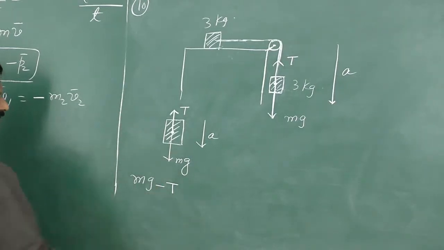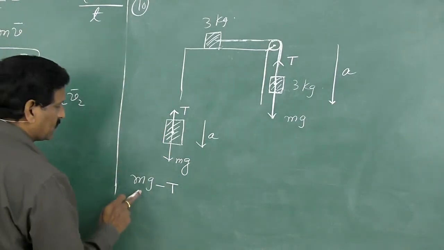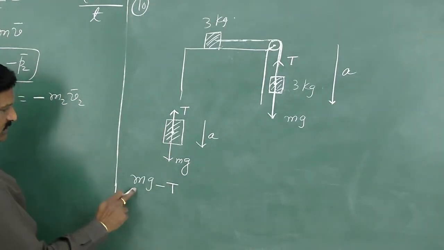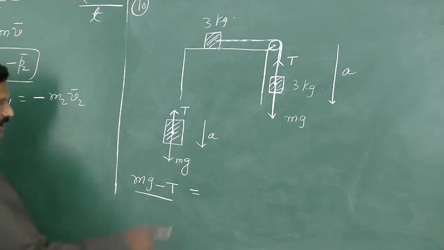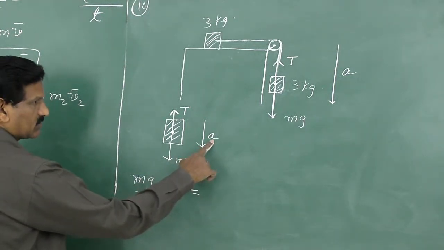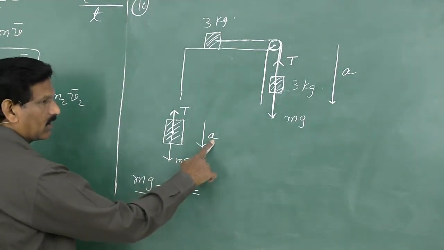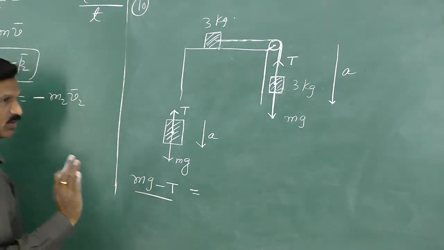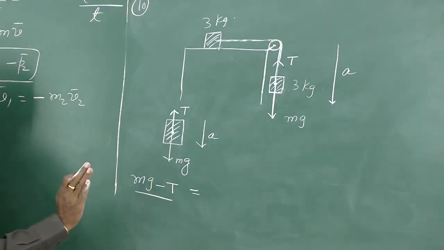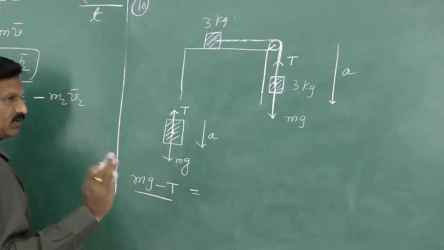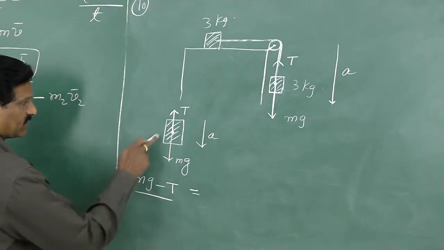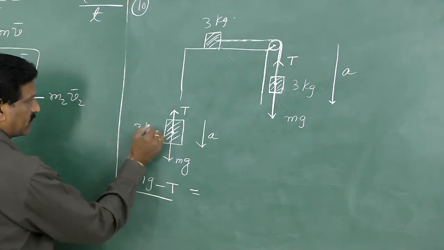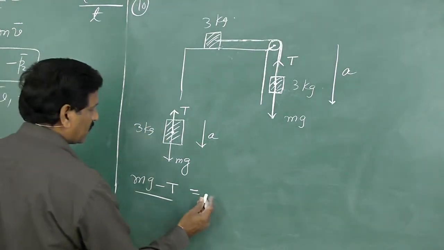mg is acting downwards, tension is acting upwards, so the net downward force is mg minus T. Because of this net downward force, acceleration is produced. Hence according to Newton's second law, F is equal to ma, net force is equal to mass of the body into acceleration produced in that body. So this is the net force acting on this 3 kg mass, ma.